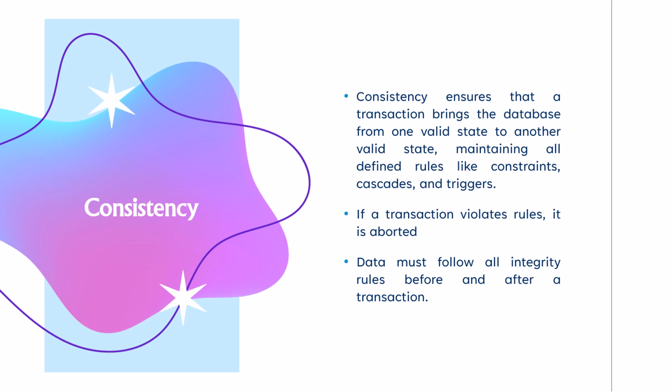So for consistency, it makes sure the database follows all the rules all the time. If the transaction tries to do something that breaks a rule, like putting a letter in a number field, it won't be allowed. The database always has to be in a correct state before and after a transaction. The data must follow all integrity rules before and after a transaction.